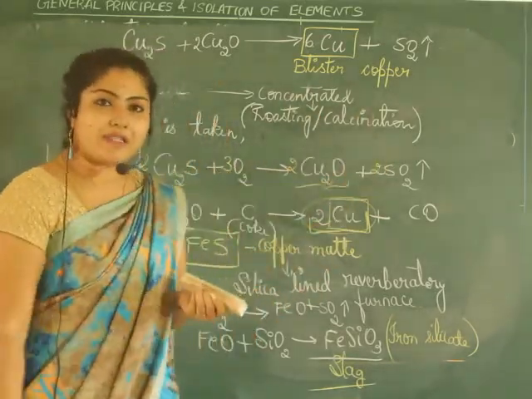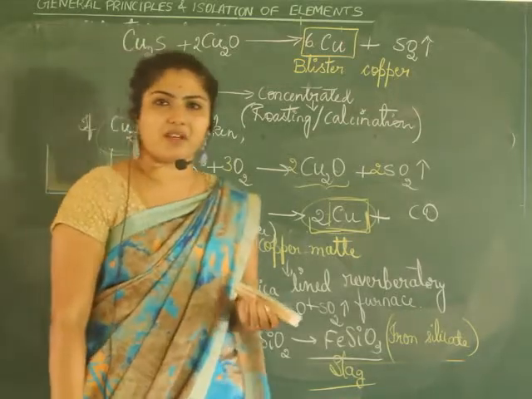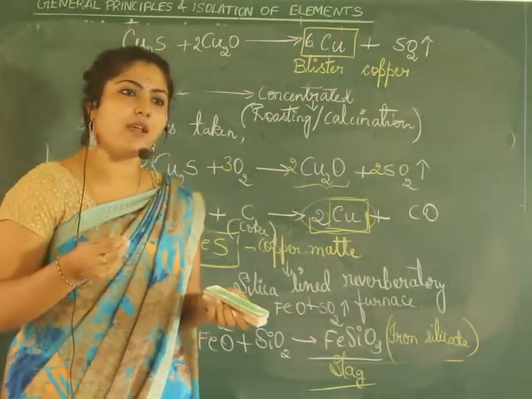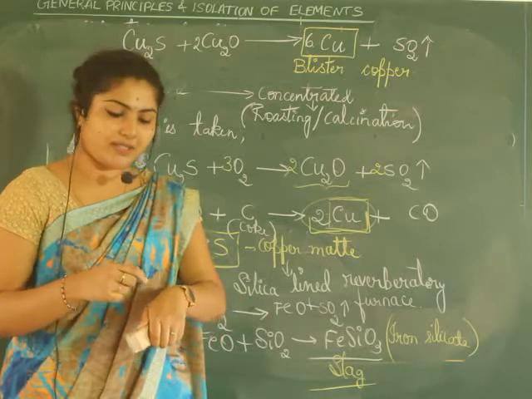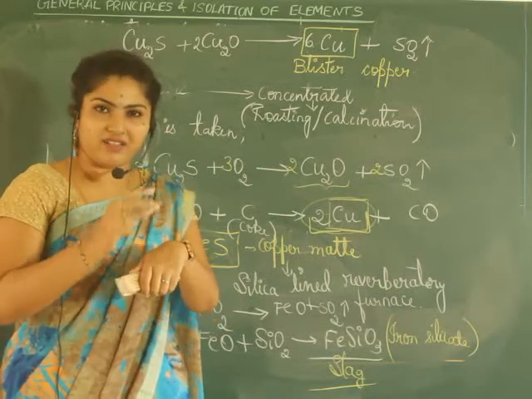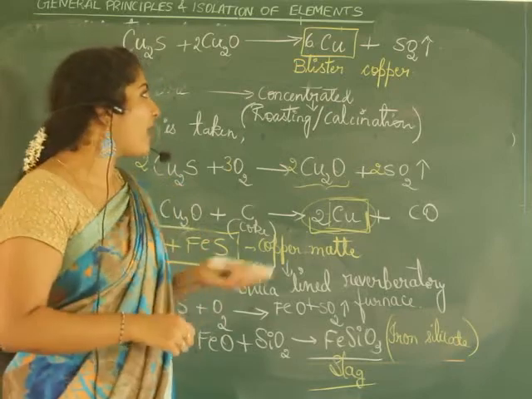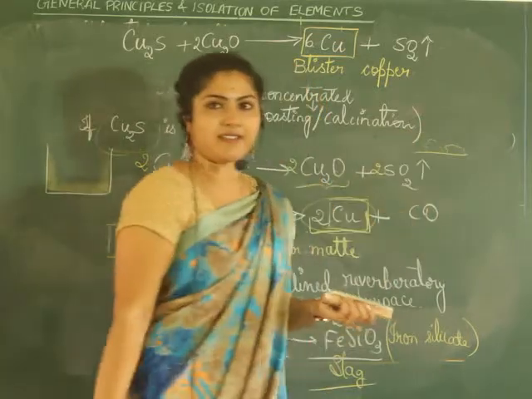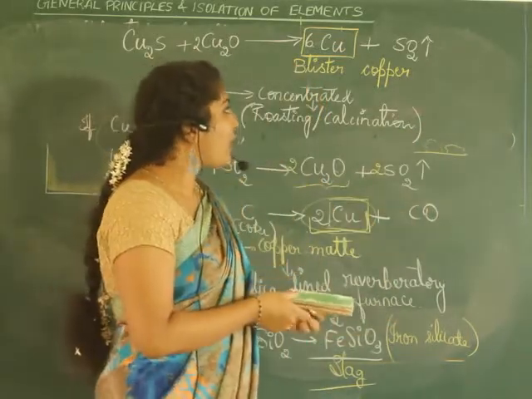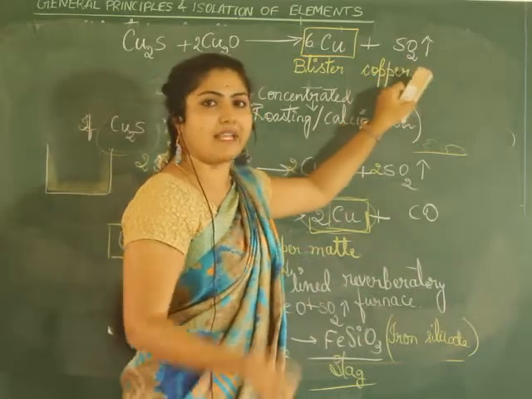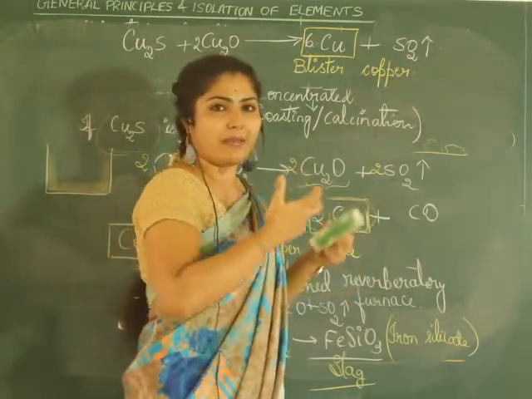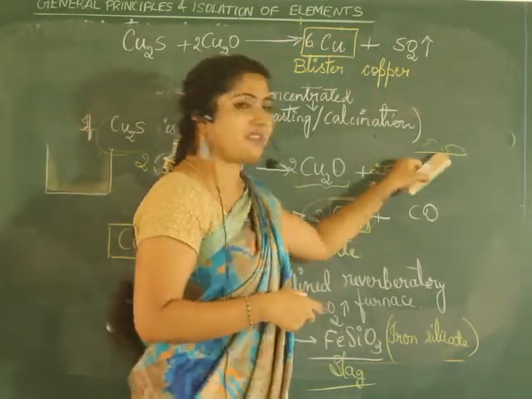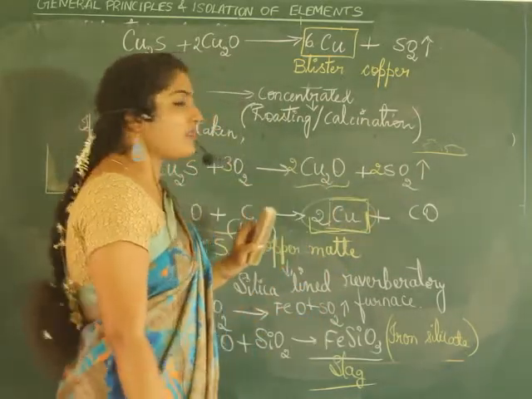Why is it called blister copper? You know what a blister is? If there are any burns on the skin, after a day you will see a blister over that. In the same way, this particular copper will have a kind of blisters on its surface. Why are they formed? When this sulfur dioxide is liberated, it pushes off the metal substance and then it has to escape, isn't it? During that, the blisters are formed, and that is why it is called blistered copper also.